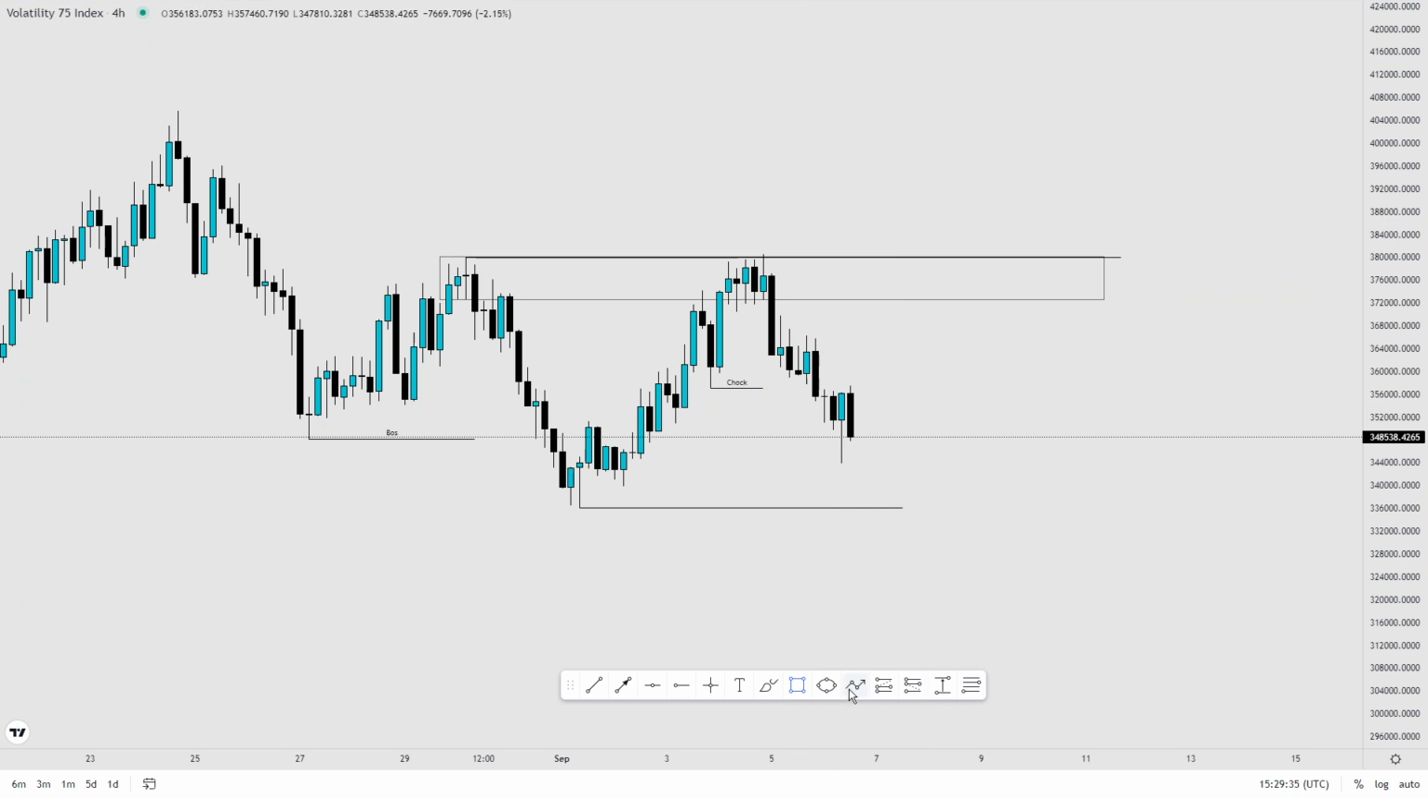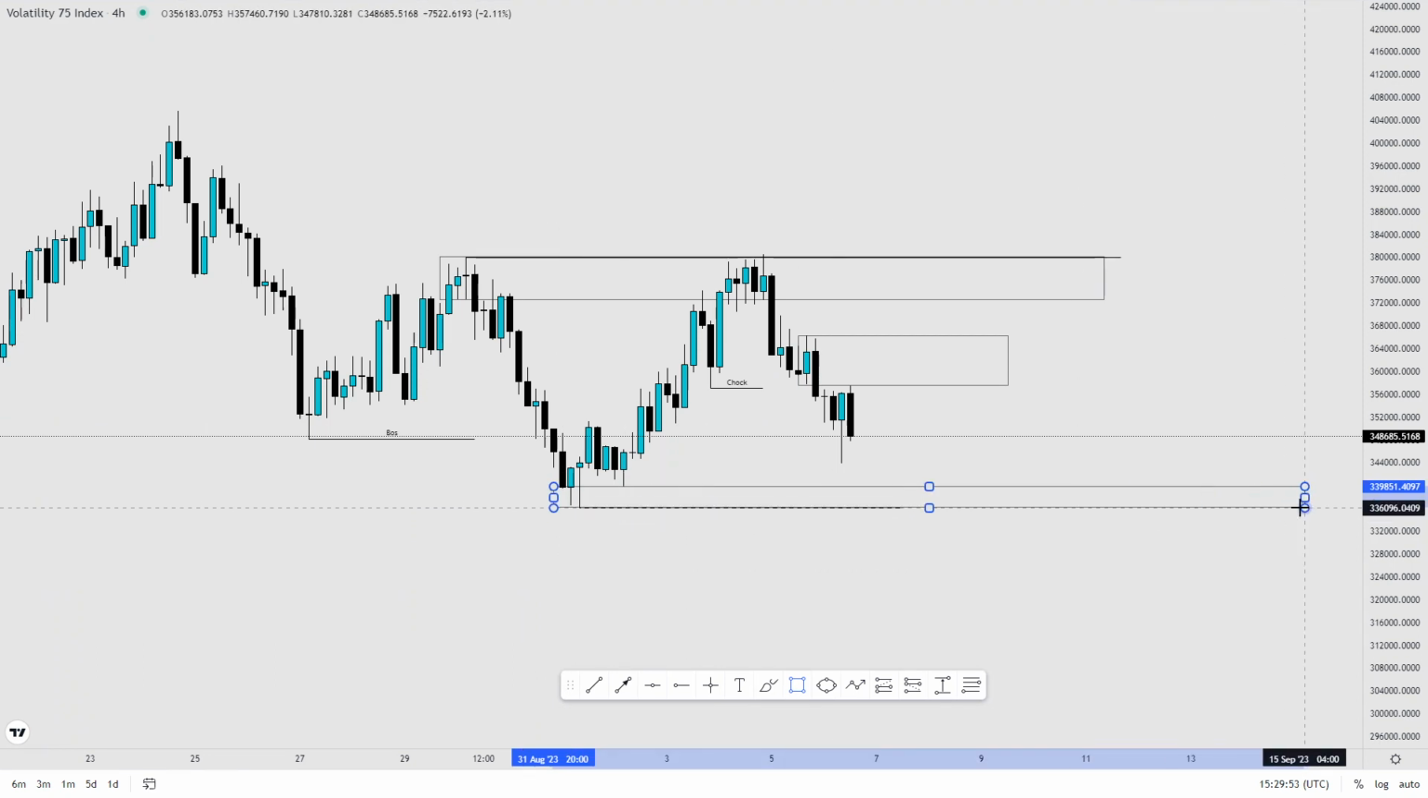So as you guys can see, price did create this higher high, and there we have a breakout of structure. Price retraced back and created this new lower low. So now we can also see that price did create this order block just up here on our 4 hour time frame.